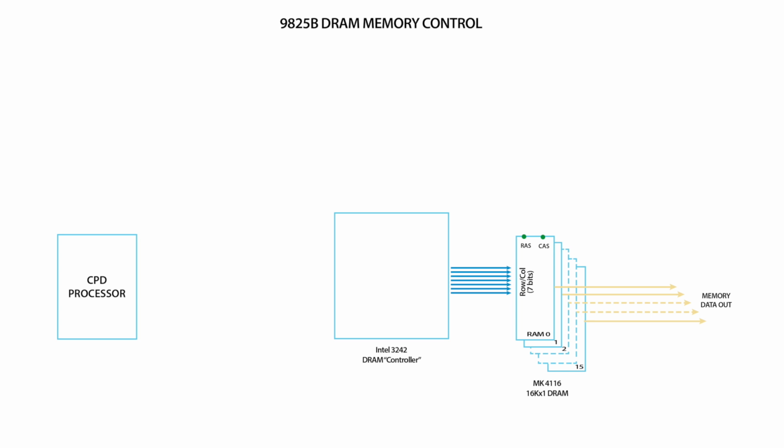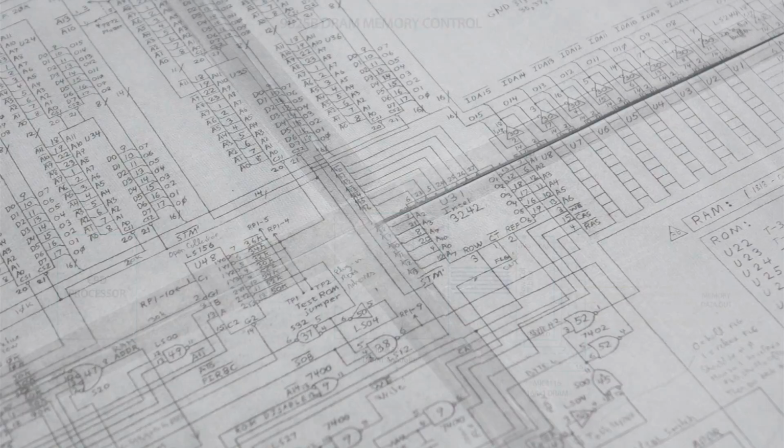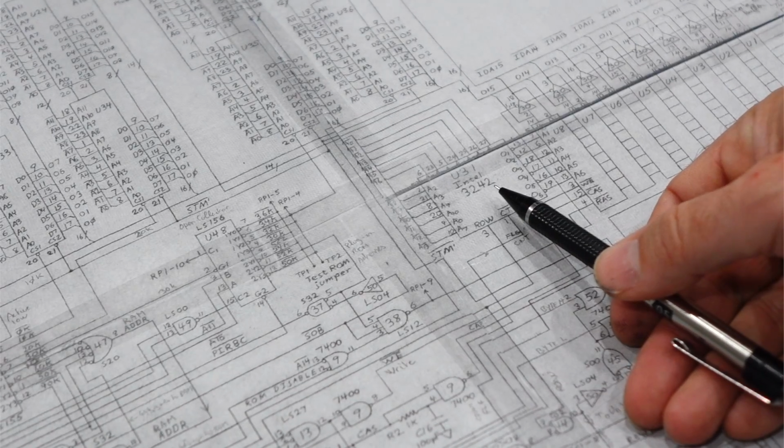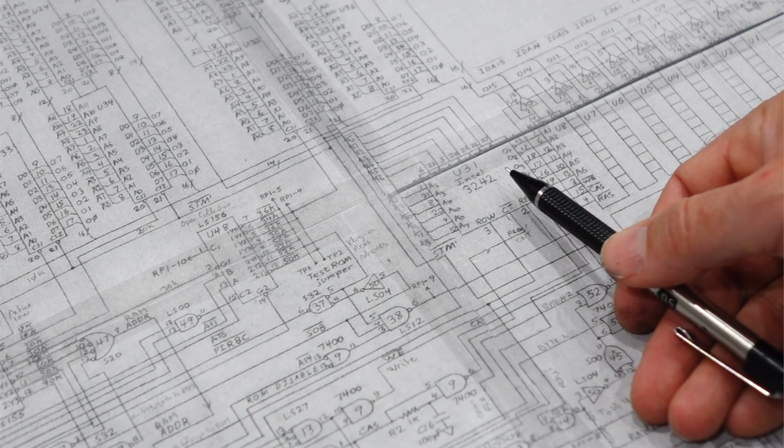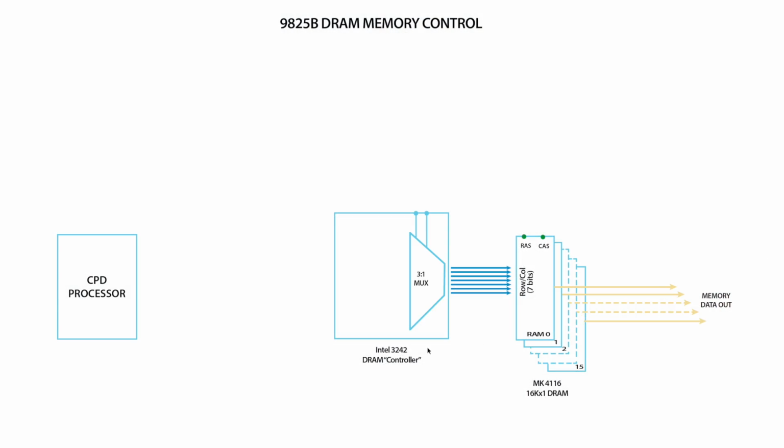So in order to help you do that, there is a chip that we haven't talked about yet, but that's quite important. It's the Intel 3242 DRAM controller. It mostly consists of a 3-to-1 multiplexer. It has 3 ports of 7 bits each at the input.